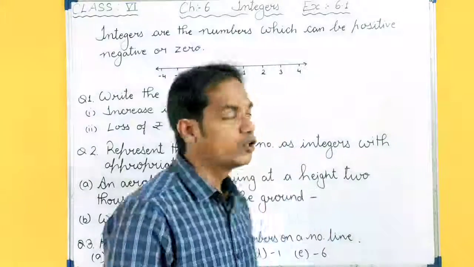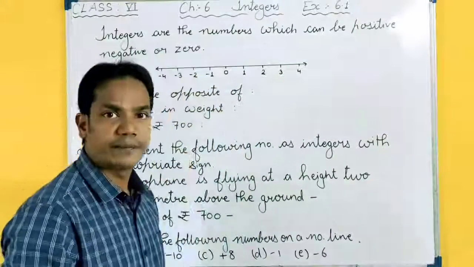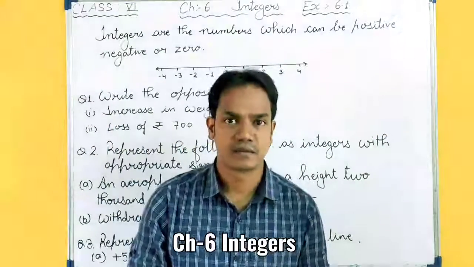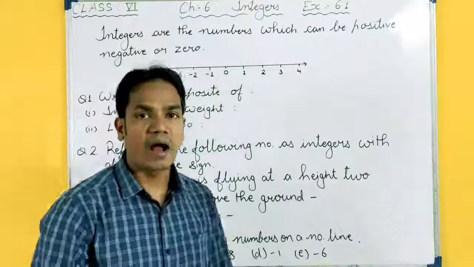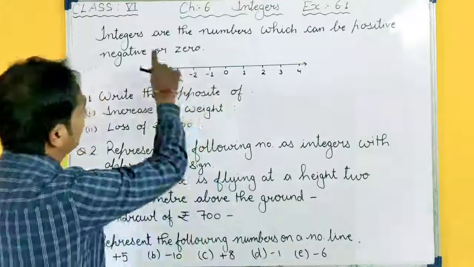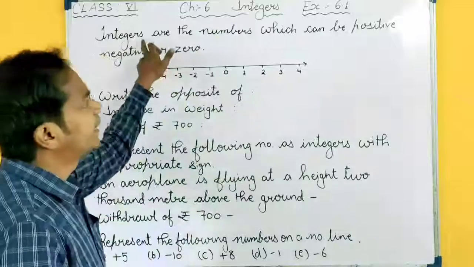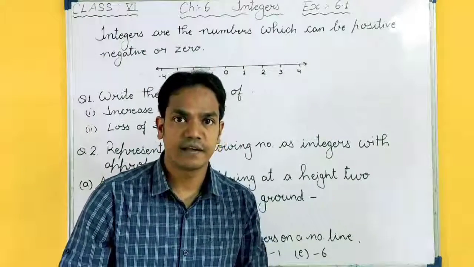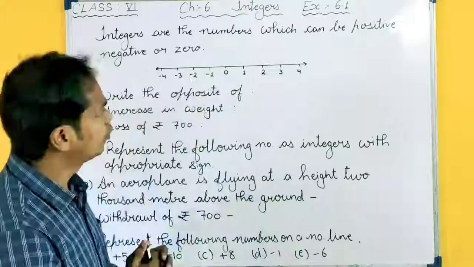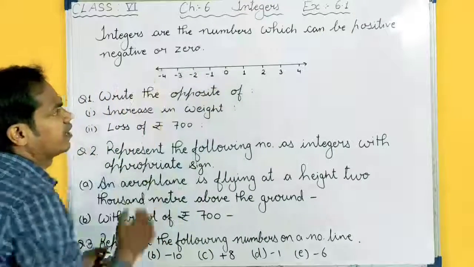Hello students, today we will start a new chapter, chapter number 6, integers. First of all I will explain what integers are. Here I have written the definition of integers. Integers are the numbers which can be positive, negative or zero. You can understand with the help of this number line.